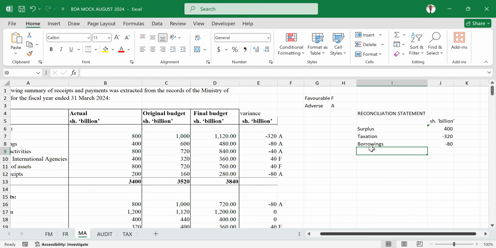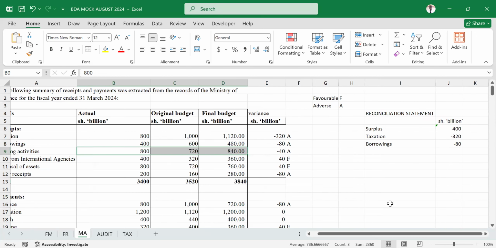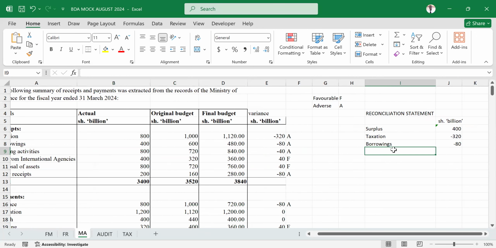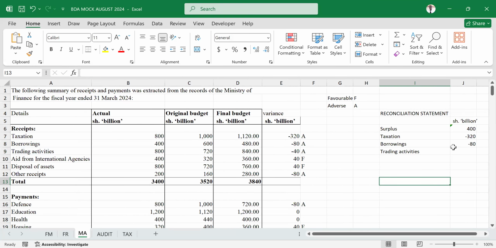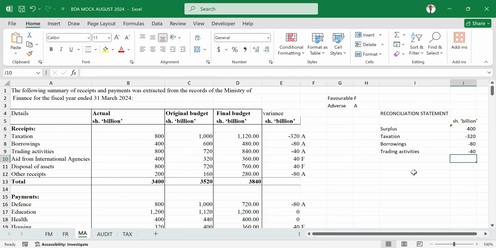I do the same for the next item. We expected to receive 840 billion under trade activities, but what did we receive? We received 800. So that's why we ran into a variance of 40 billion, which is an adverse. We lost that money. So we come there and talk about trading activities like that. And then we bring its variance. With the variance on trading activities, we lost the opportunity to receive 40 billion. So we bring that 40 billion there.